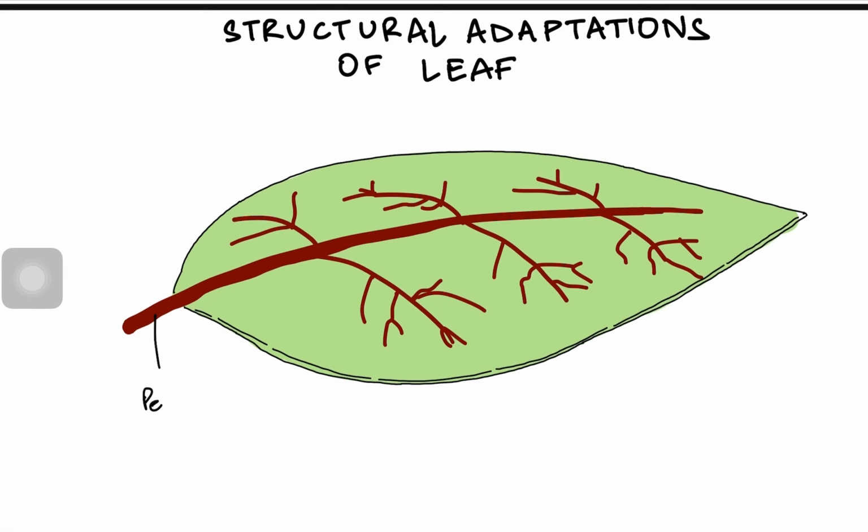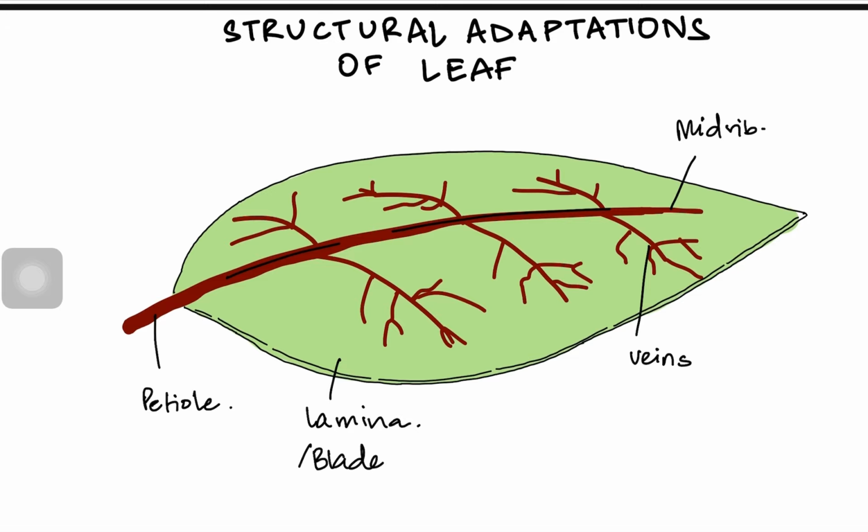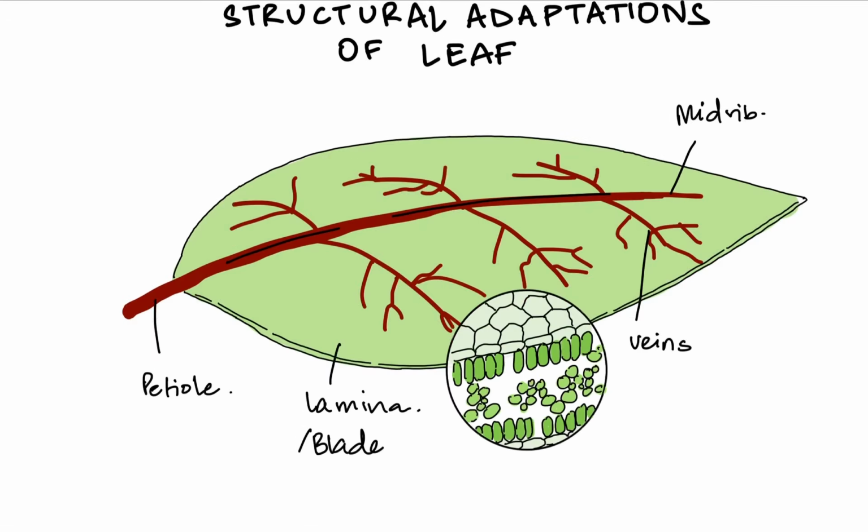When we look at the structure of a leaf, the superficial labeling would tell us that there is a petiole through which the leaf is attached with the twig. There is a big vein within the leaf which is known as the midrib. Then we have veins, which are vascular bundles, and then the main green portion is known as the lamina or the blade. It's the broader portion.